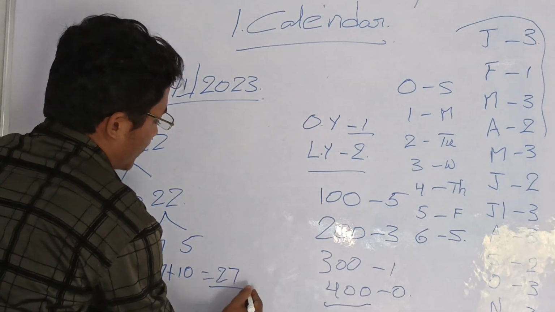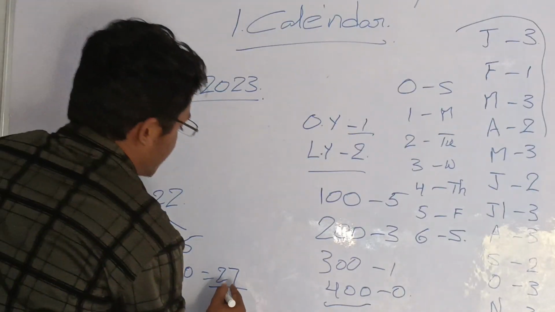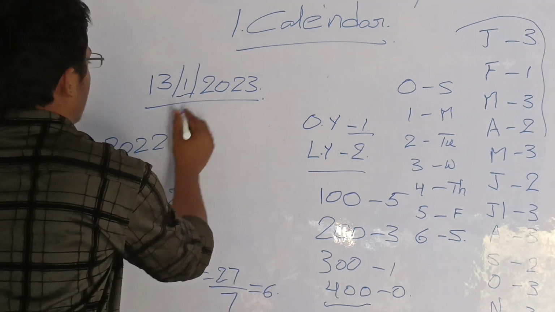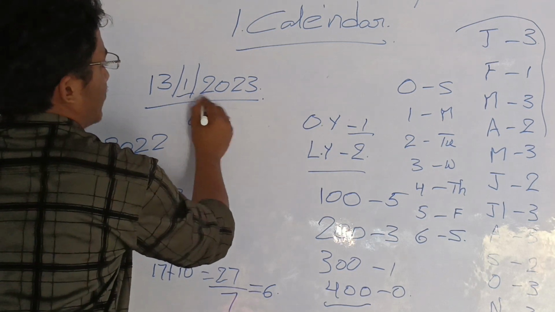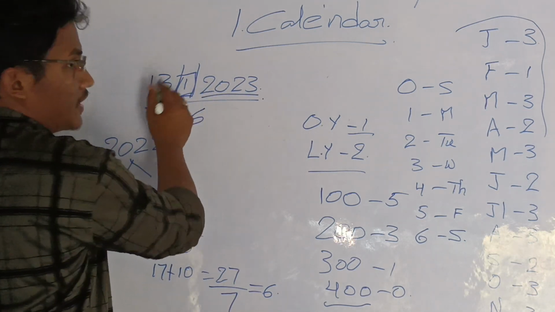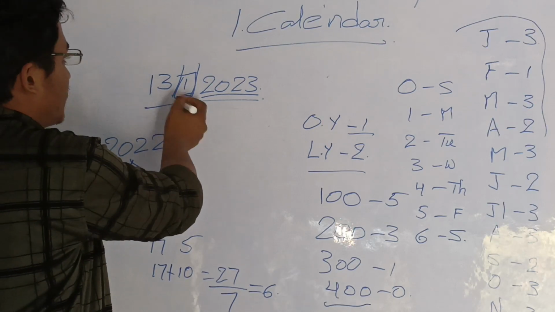Total 27. If we divide it by 7, we get 6 as remainder. So 6 odd days. We completed the year. When we came to month, it is not yet completed, so we can neglect it.